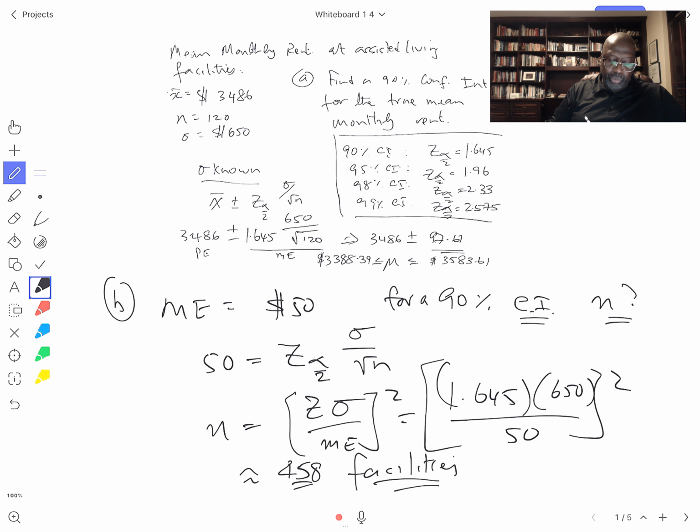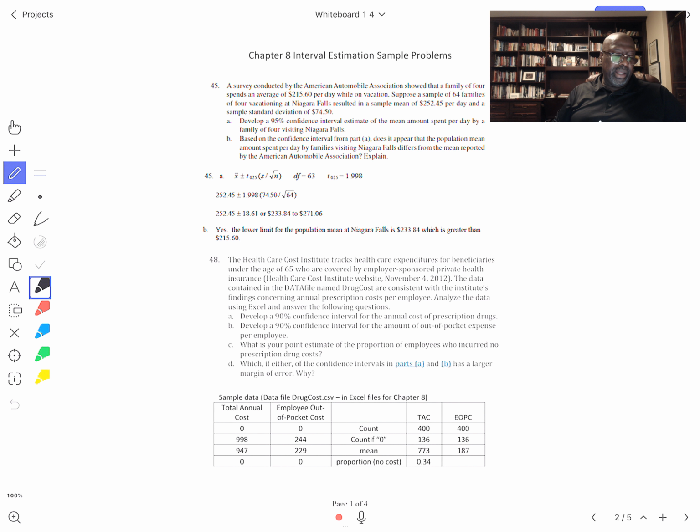Now in the first instance, we surveyed 120. Now we're looking for 450. That's going to cost us some money. So sometimes you have to balance the amount of precision that you want with the sample size that you have. All right. So that's a fairly straightforward question involving interval estimation of the population mean with sigma known. Now let's look at a case where sigma is unknown. All right. So in the case where sigma is unknown, I have an example here for you.